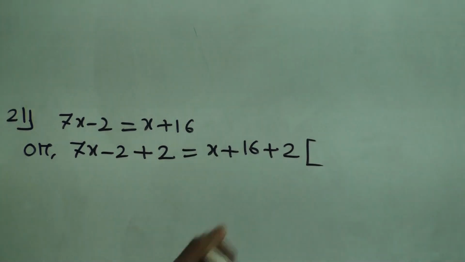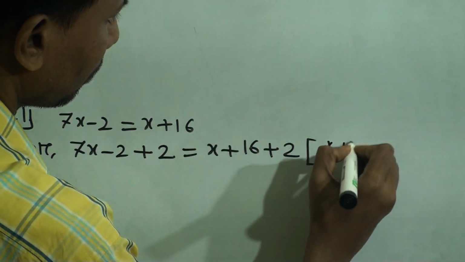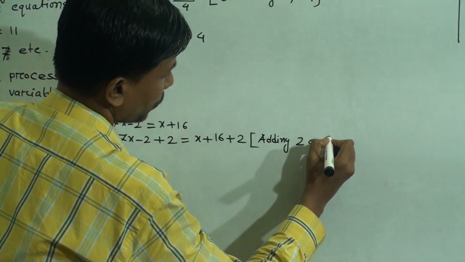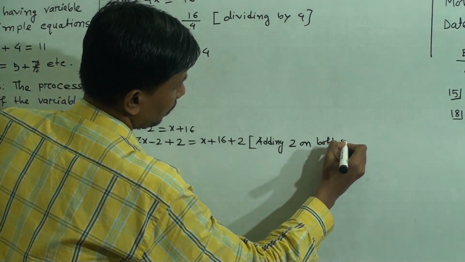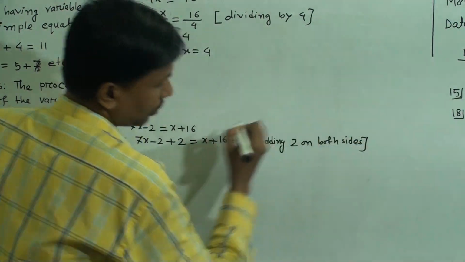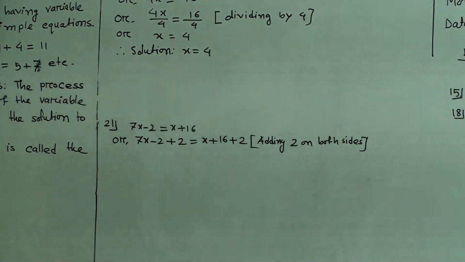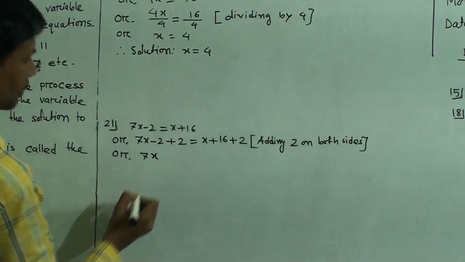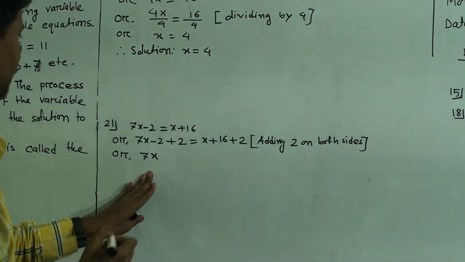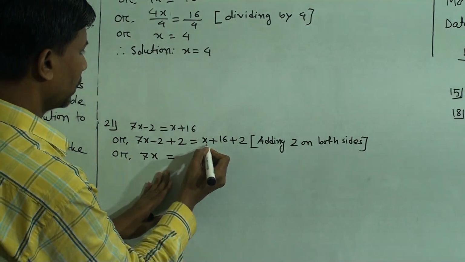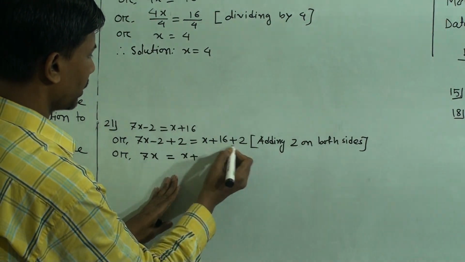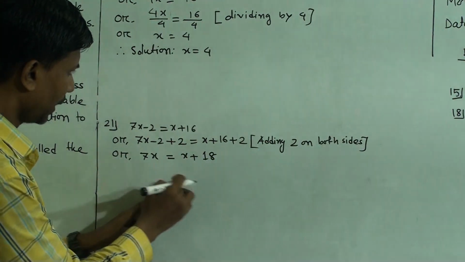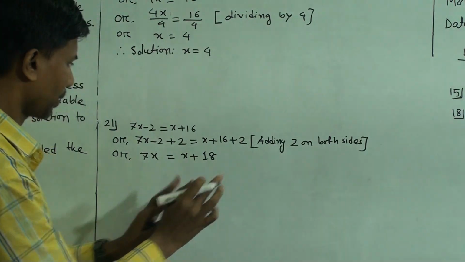Right here, adding 2 on both sides. Okay, adding 2 on both sides. 7x is equal to what? 7x. Minus 2 plus 2 vanish, then this is equal to what? x, 16 plus 2, 18. Okay student, minus 2 plus 2 vanish, x, 16 plus 2, 18.